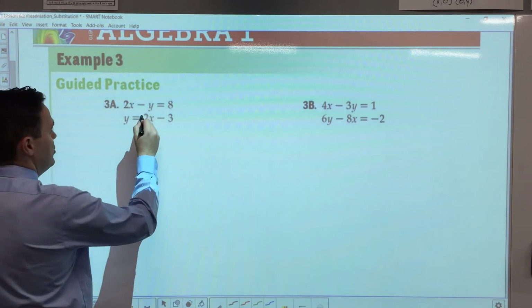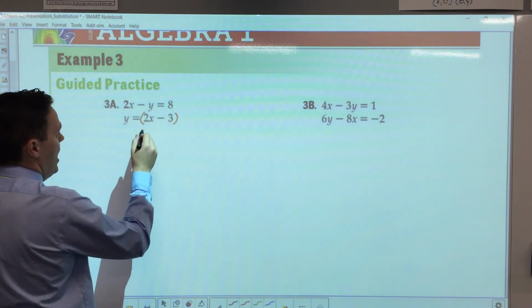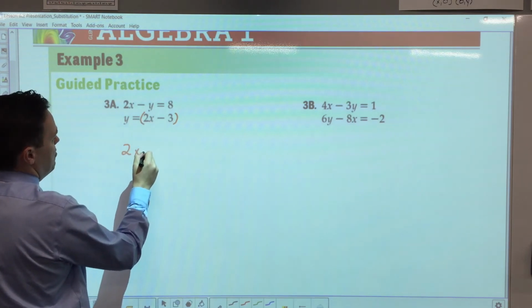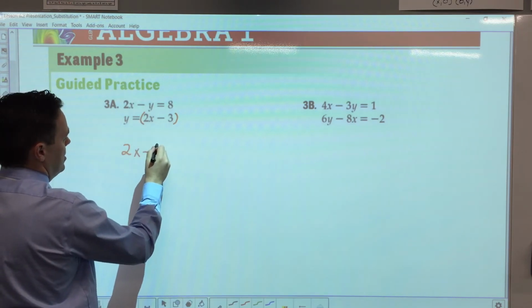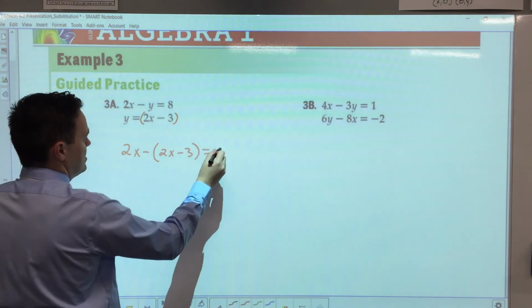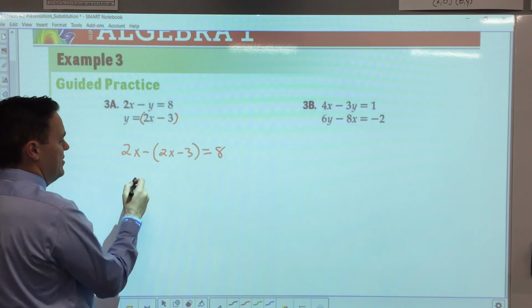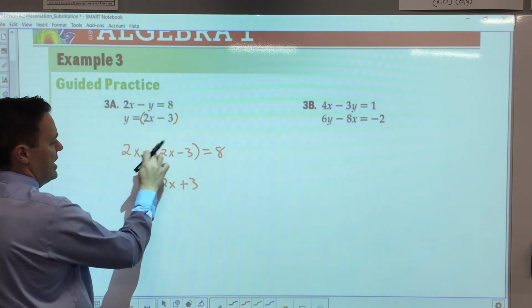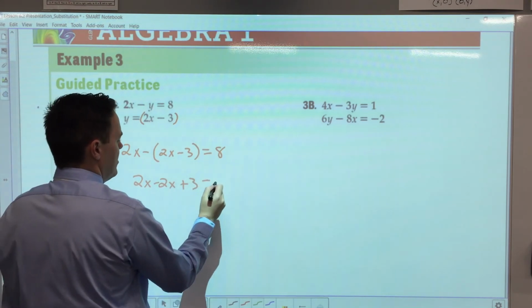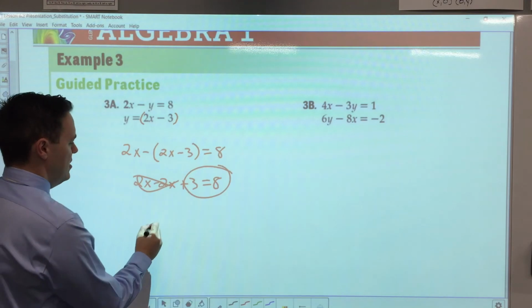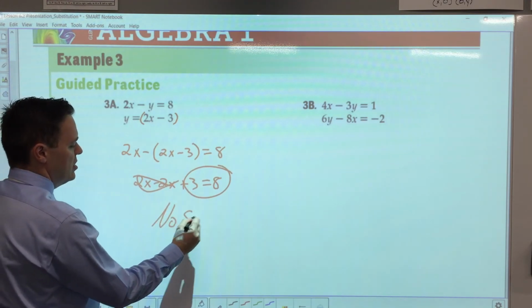This one's given to you. You have the y, and it's going to be 2x, and then it is minus 2x minus 3, equals 8. Now do the distribution of the negative. So it's going to be 2x minus 2x plus 3. Negative and a negative is a positive, equals 8. These two cancel out. Does 3 equal 8? No, that's no solution.